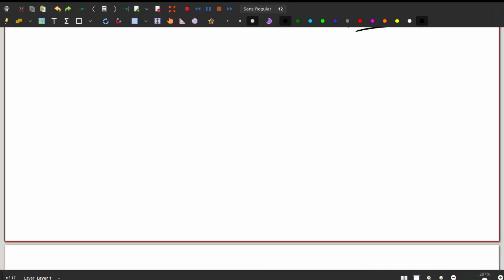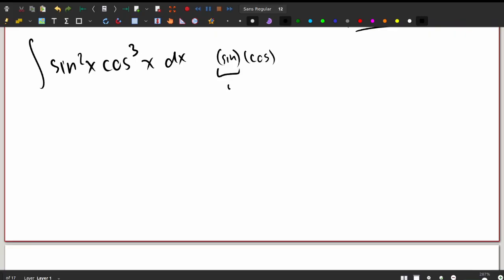Let's look at one more trigonometric integral, where it's the integral of sine squared x cosine cubed x dx. Now, as we saw in the last integral, if we have a function in terms of either sine or cosine, and we have it multiplied by the other function, so either cosine or sine, then we can treat one of them as u, and the other one times dx will become some form of du, either du or negative du, depending on which one we choose. Let's see how we can apply that to this function.